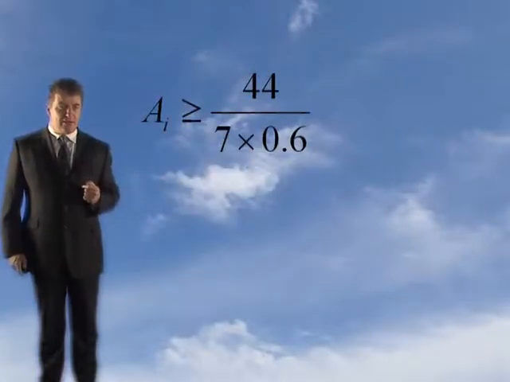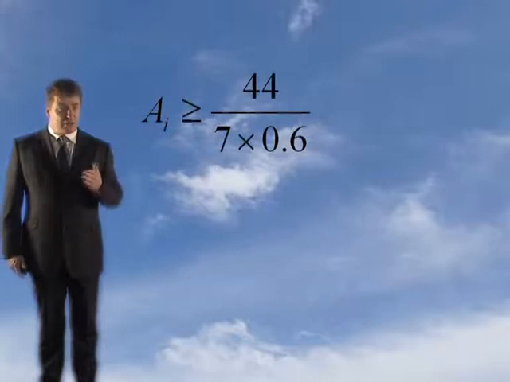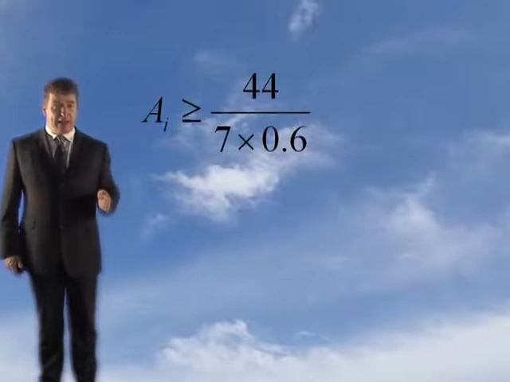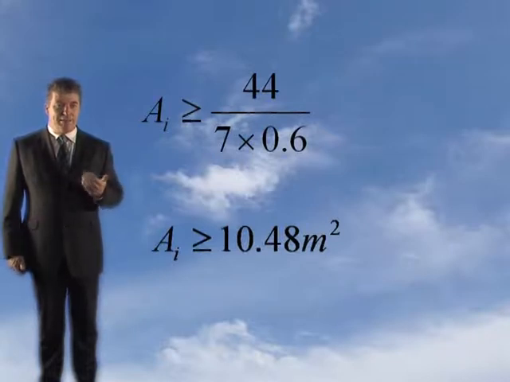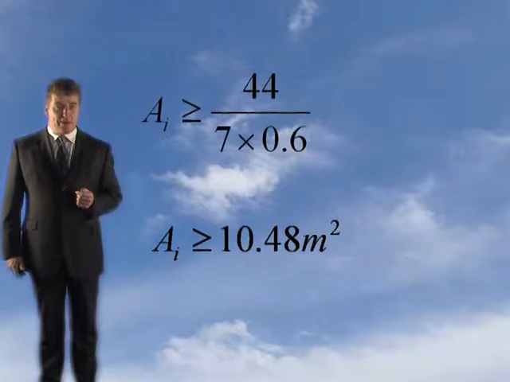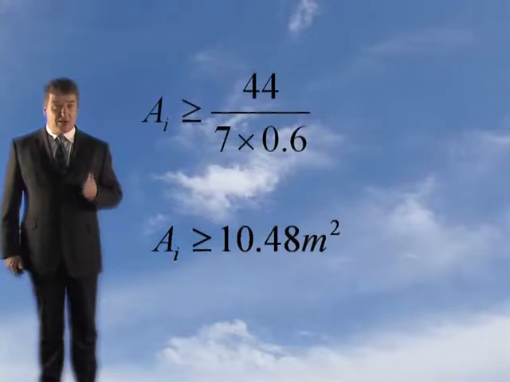Now, you put those in; your aerodynamic free area is AI. It must be greater than or equal to 44 divided by your 7, which is your 7 metres a second, and your coefficient of your inlet is 0.6. It gives you an area of 10.48 square metres. This tells you that if you have less than 10.48 square metres of inlet air to replace the smoke that's been extracted, then the velocity of the air will exceed your acceptable velocity of 7 metres a second. Therefore, you now have to increase the air inlet to 10.48 square metres.